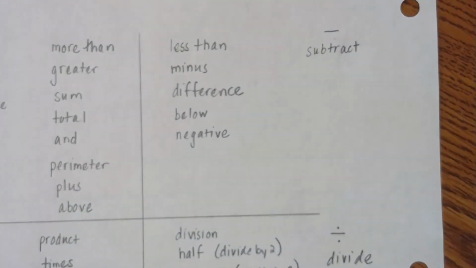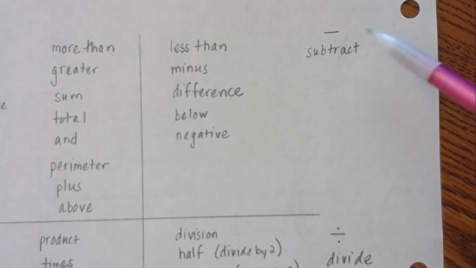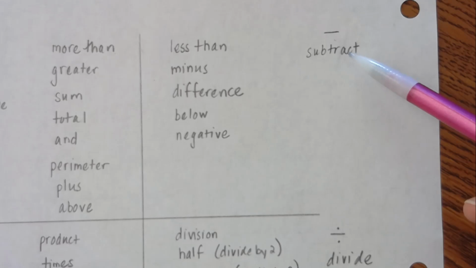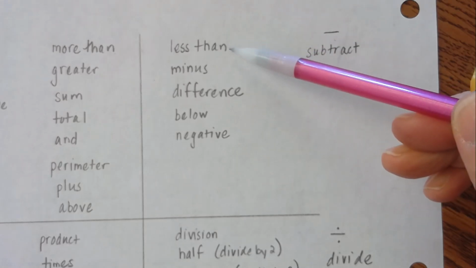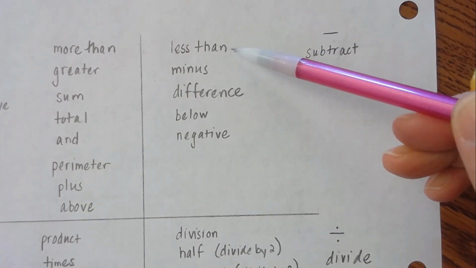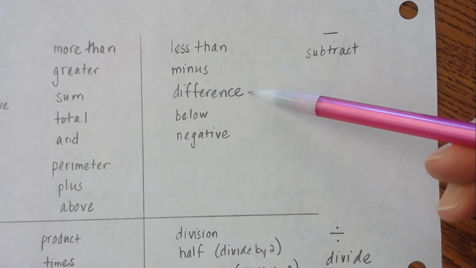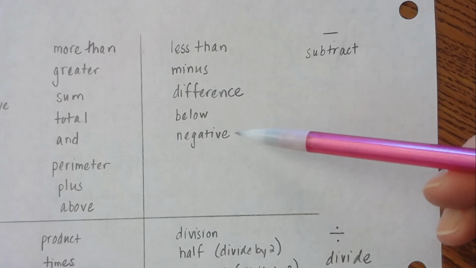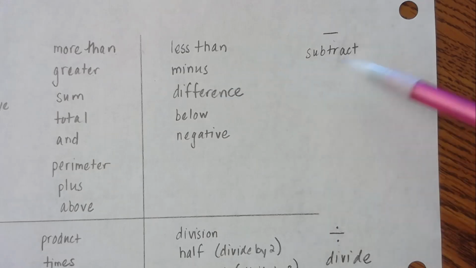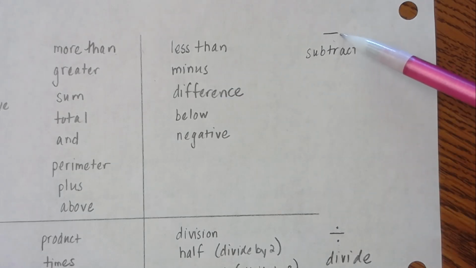In the next box, I have this symbol for subtract. All of these words would tell you to subtract. Less than, minus, difference, below, and negative. All of these words mean this symbol.